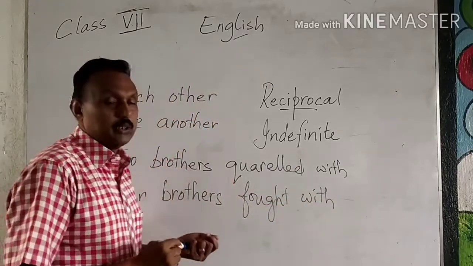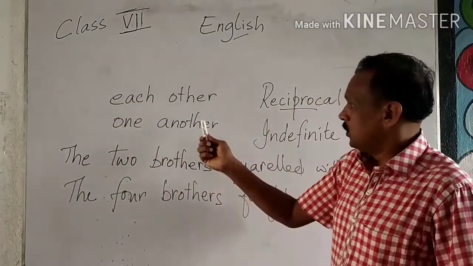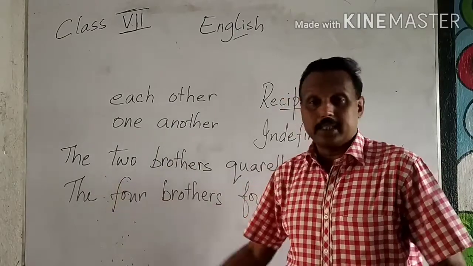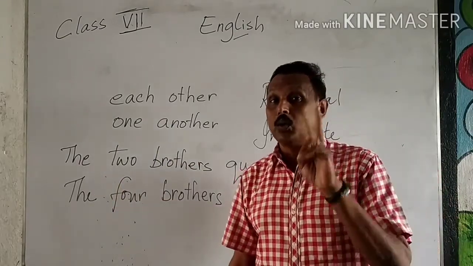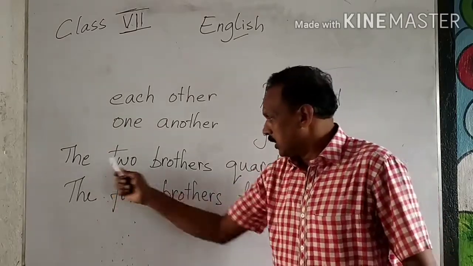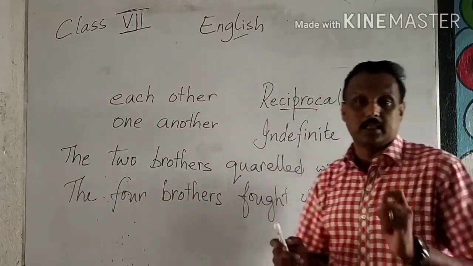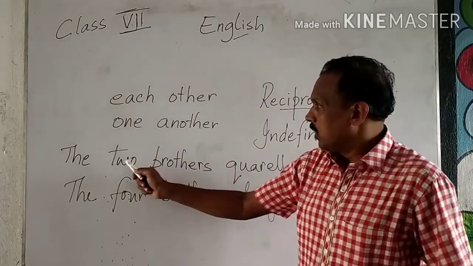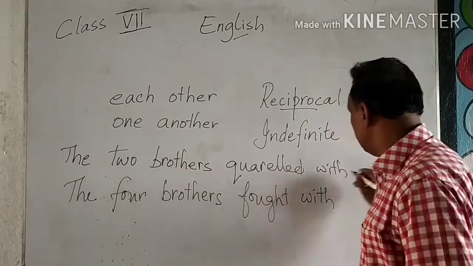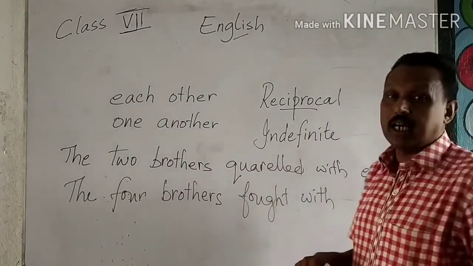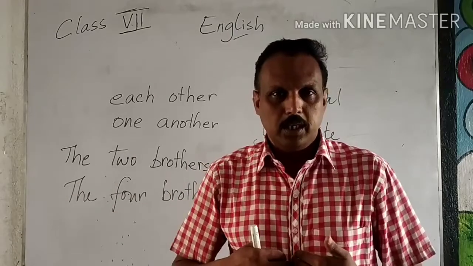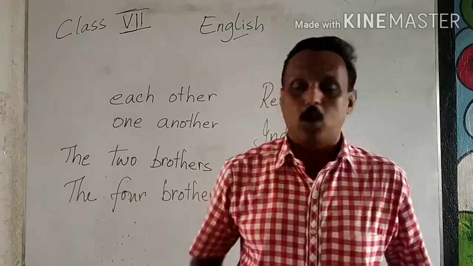Now we are learning about reciprocal pronouns. In reciprocal pronouns, there are only 2: each other, one another. The 2 brothers, we are talking about how many brothers? Only 2 brothers. When I say the twin brothers also, it means 2 only. The 2 brothers quarreled with. So what do we write here? Here are only 2. They are always quarreling. So we write here with each other. With each other. What does it mean? I quarreled with my brother, my brother quarreled with me. We are only 2, we are all the time quarreling with each other.